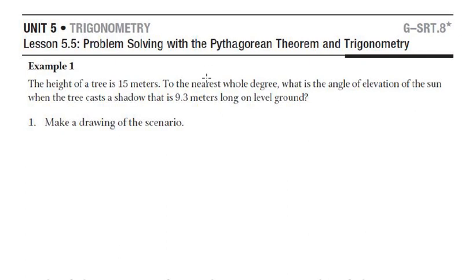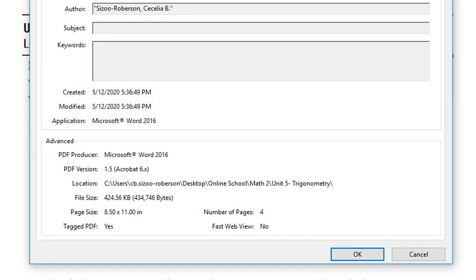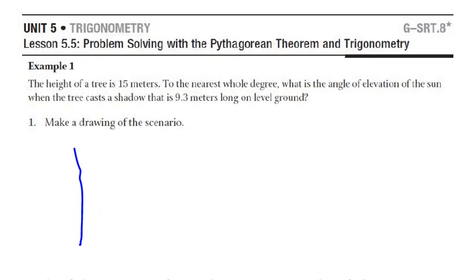So anytime you are given some sort of word problem, you've got to draw the figure. You don't need to be an artist, certainly, but you need to at least show a vertical, horizontal, and a diagonal. So it says the height of a tree is 15 meters. So that's going to be my tree. Again, I'm not going to create an actual tree because I don't want to draw, but I know that a tree is a vertical. So I know that my tree here is going to be 15 meters. Now, the next thing it says is to the nearest whole degree, what is the angle of elevation?